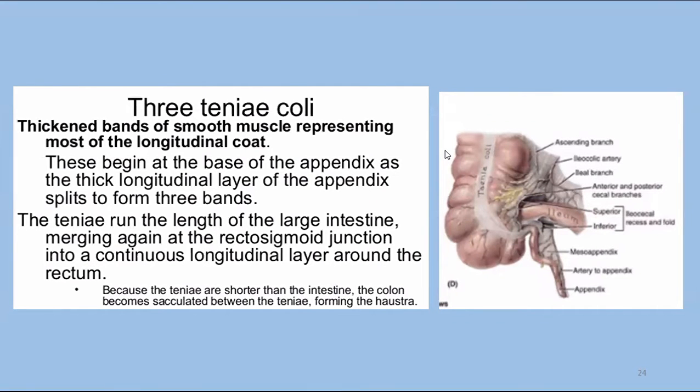Now, we mentioned the taenia coli, which are thickened bands of smooth muscle, representing most of the longitudinal coat. The taenia begins at the base of the appendix. From here, this is your appendix. It begins here at the base as a thick longitudinal layer of the appendix, which leads to form 3 bands. So this is thick longitudinal muscle. It splits to form 3 bands along the length of the whole large intestine. The taenia runs the length of the large intestine, merging at the recto-sigmoid junction into a continuous longitudinal layer again around the rectum. Okay.